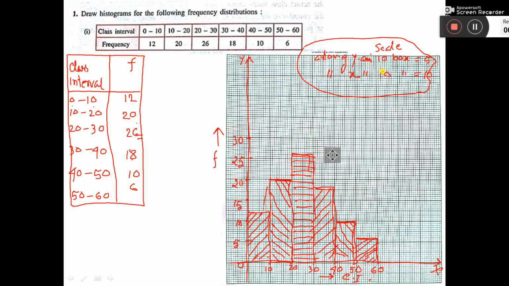One more thing, that is scale. We have to write the scale that we take along the x-axis. How do we take it? We took 10 boxes equal to 10. See here, I have written along the x-axis 10 boxes equal to 10. You can write 10 small divisions of a square equal to 10, or directly you can write 10 boxes equal to 10 or 1 box equal to 1. And along the y-axis I have taken 10 boxes equal to 5. You see, along the y-axis 10 boxes is equal to 5 I have taken.